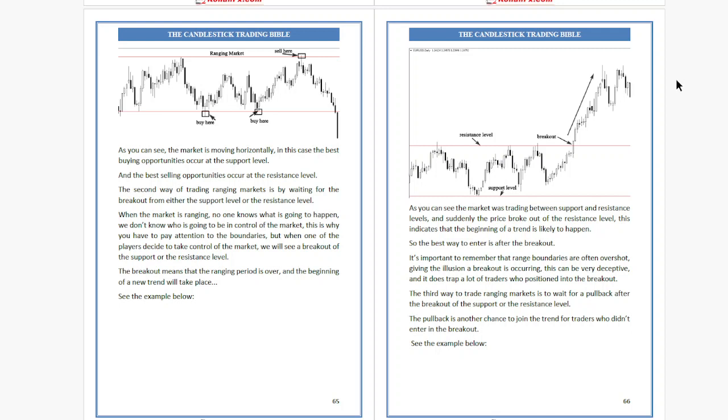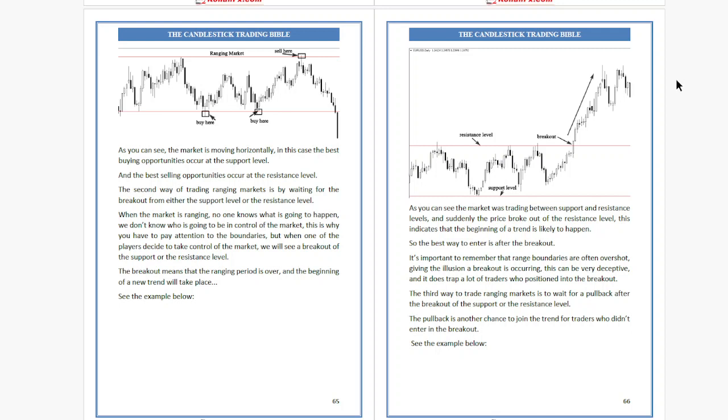See the example below. As you can see, the market was ranging between support and resistance level, and suddenly the price broke out of the resistance level. This indicates that the beginning of a trend is likely to happen. So the best way to enter is after the breakout. It is important to remember that range boundaries are often overshot, giving the illusion of a breakout occurring. This can be very deceptive, and it does trap a lot of traders who position into the breakout.